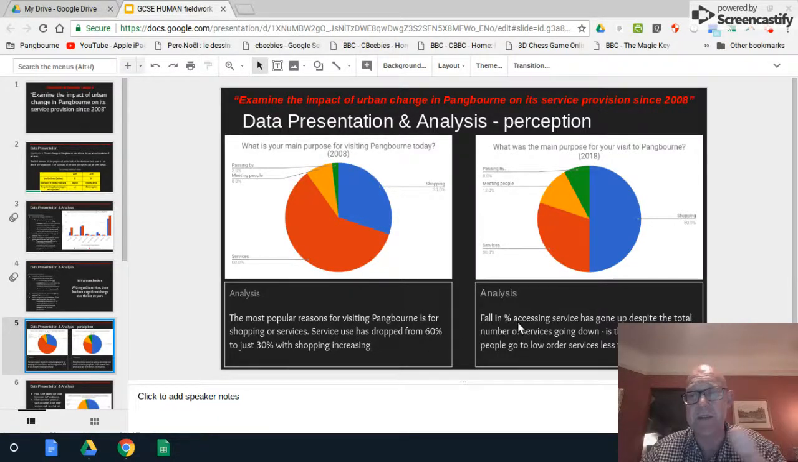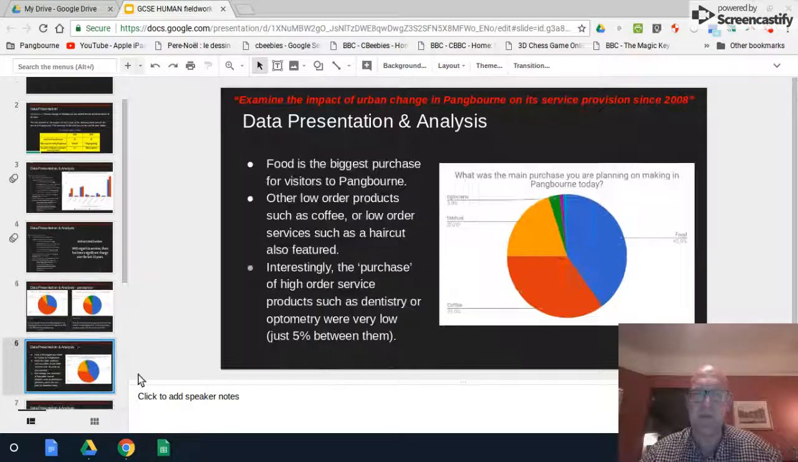Analysis: the number of services has gone up, but the total visiting for services has gone down. Interesting, because of course, low order, it might be they're going more frequently. So if we look a little bit more, what are the main purchases you're planning to make? Food, coffee is very specific, and then haircuts and various other things. So food is the biggest purchase at Pangbourne. Other low order products also feature, and interestingly, the purchase of high order products such as dentistry or optometry were very low.